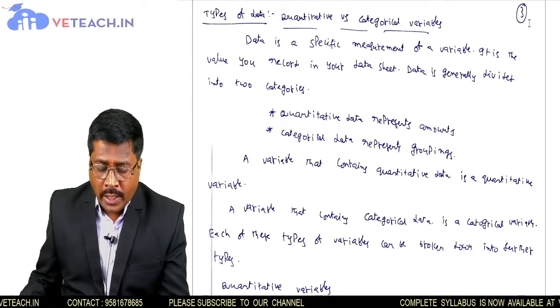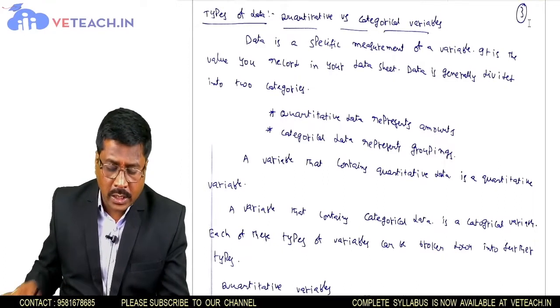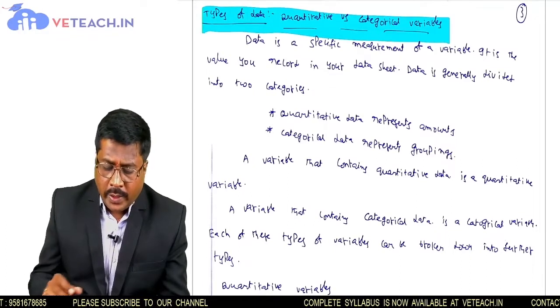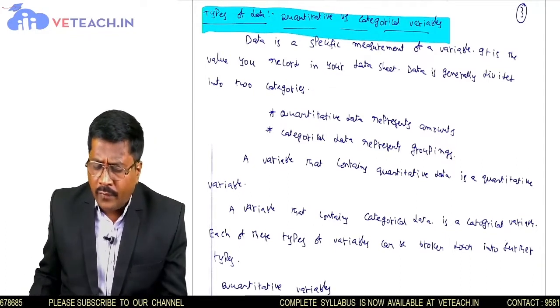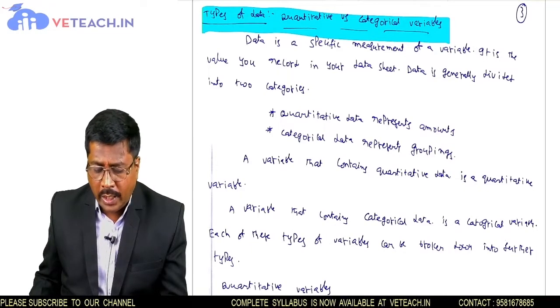Whatever the data is to be collected from the primary sources and the secondary sources, in that, the quantitative and categorical variables. So this is the content of our first unit. Data is a specific measurement of the variable. It is the value you record in your data sheet.